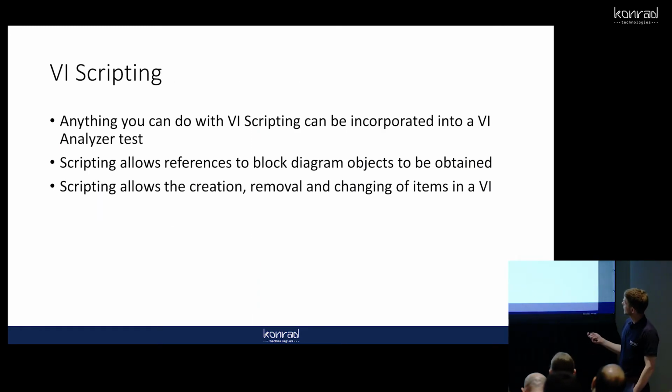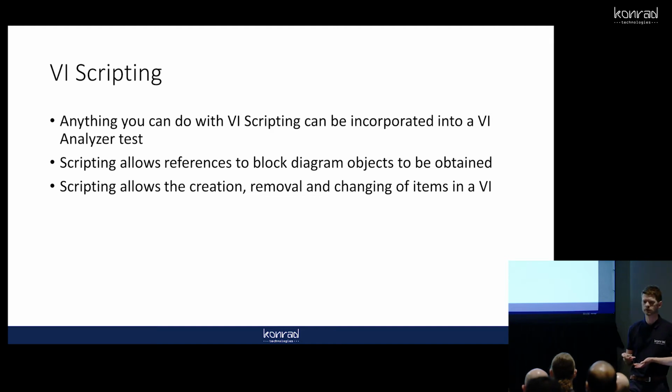So VI scripting. Anything that you can do with VI scripting could be incorporated into a VI Analyzer test. Absolutely anything. VI scripting allows you to obtain a reference to the block diagram, to create objects, to move objects, to wire things together. It allows a removal of items. So what does that mean? Well, it means that we could potentially write code to fix some of the issues that we find as well.